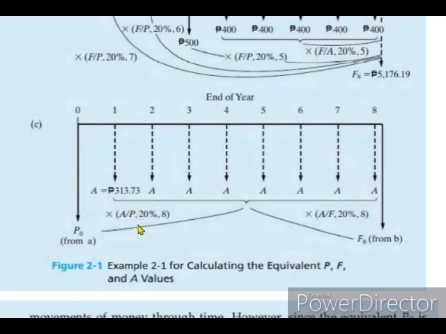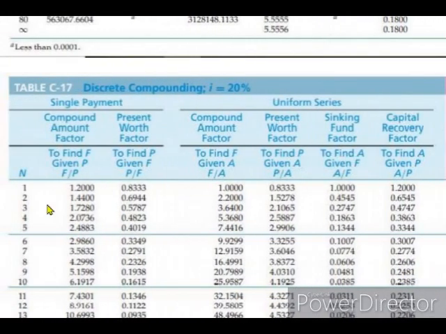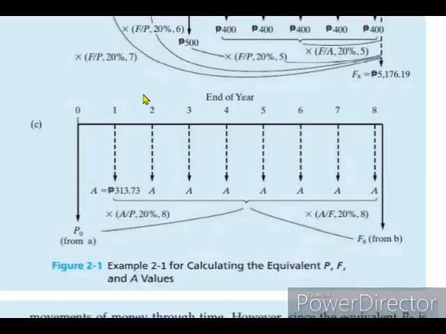And pag tumingin ka sa appendix, pag hinahanap mo to, ito siya: 0.2606. Yan, finding A given P. Tapos, katapat niyan guys, yung 0.2606 ay ito, yung year 8, tapos dapat 20%, sa appendix. So, multiply mo lang. Ang lalabas dun guys, ay ito nga, 313.73 pesos. Kaya siya nakuha. Nagets?